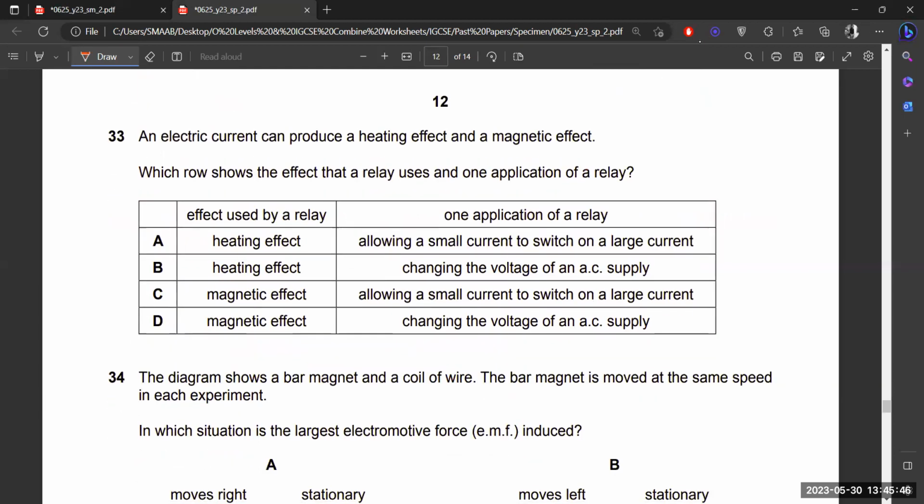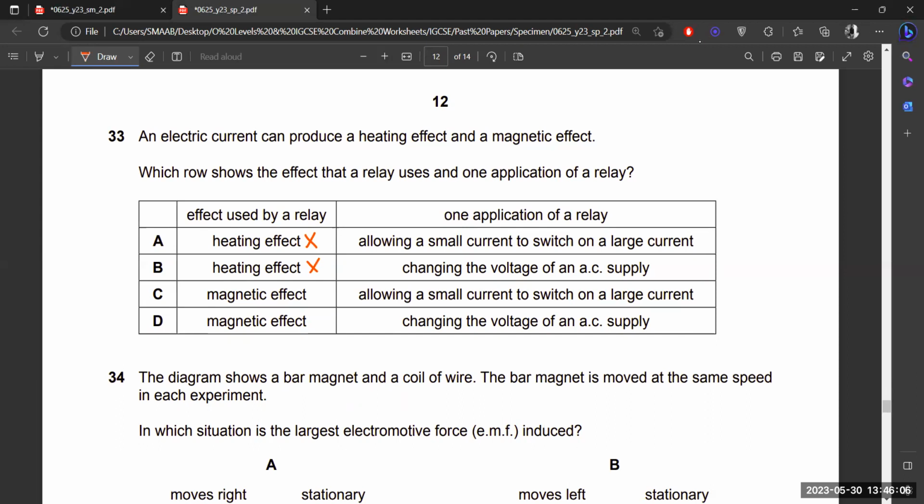An electric current can produce a heating effect and a magnetic effect. Which effect does a relay use, and what is one application of a relay? So we need to identify the effect first. We know that a relay works on the magnetic effect. The heating effect is for thermistor and filament type materials. So we need to choose between C and D.